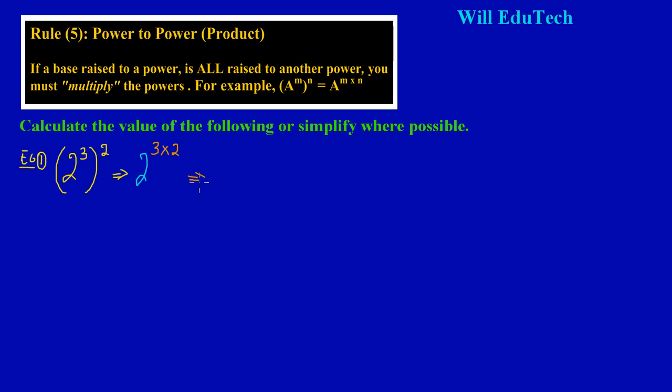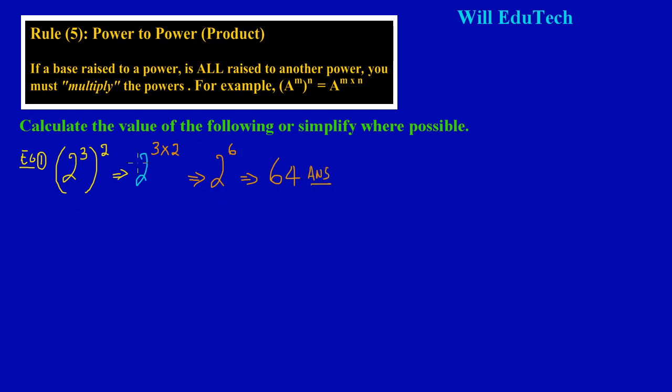And this is really base 2 raised to the power of 3 times 2, that would give us a 6, which essentially is 2 to the 6. We know that's 64. That's 64, and that would be our answer.